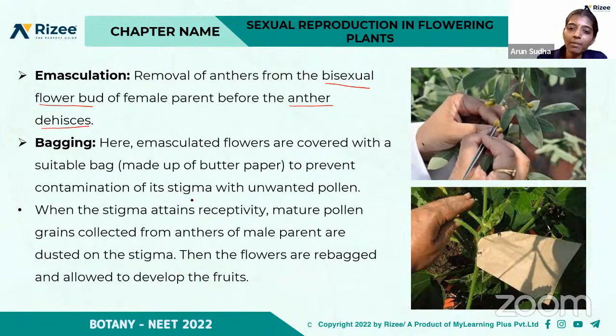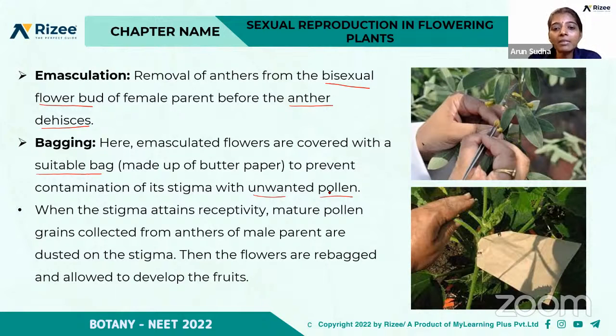Here the emasculated flowers are covered with a suitable bag. We remove the anthers with forceps, and we cover the flower with butter paper or some bag to prevent the contamination of its stigma with unwanted pollen. If it is open, what will happen? The stigma will receive any pollen, right? To prevent that, we cover it with a suitable bag.